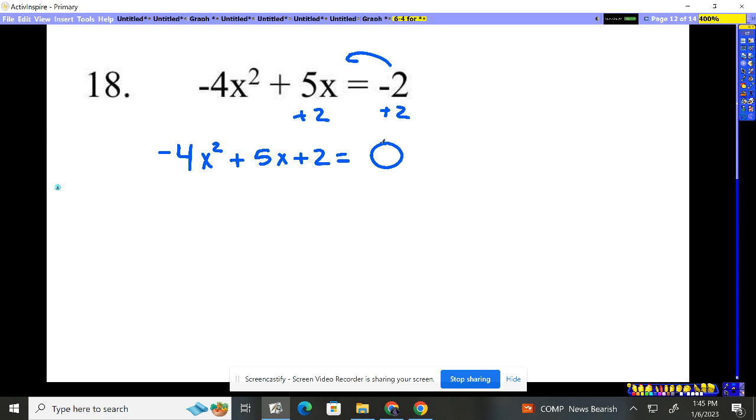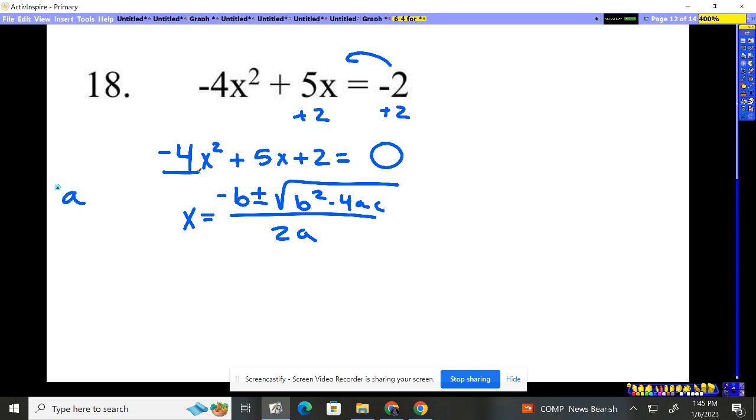Now we're going to use the quadratic formula to solve this. The quadratic formula is x equals the opposite of b plus or minus the square root of b squared minus 4ac, all over 2a. Who's a, b, and c? a is the piece right in front of x squared, so a is negative 4. b is in front of the x, so that's a positive 5. c is the piece right here, which is 2. And I always have you do the 4ac piece. 4 times negative 4 is negative 16, times 2 is negative 32.